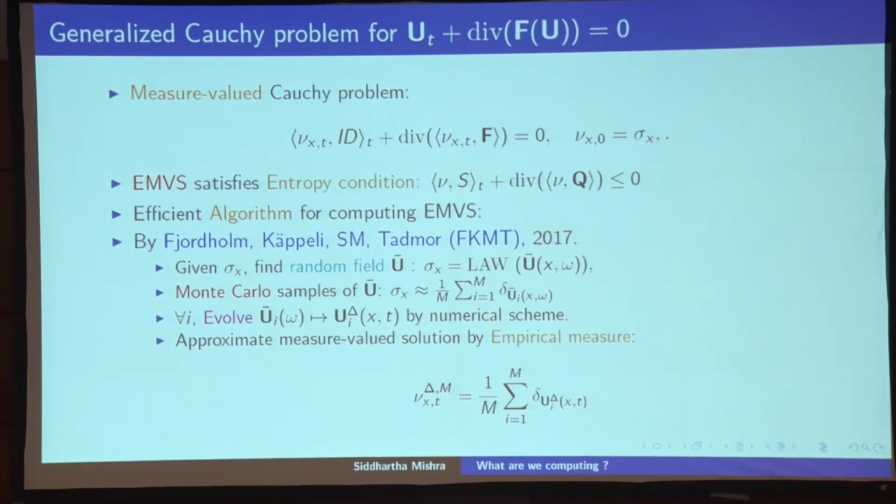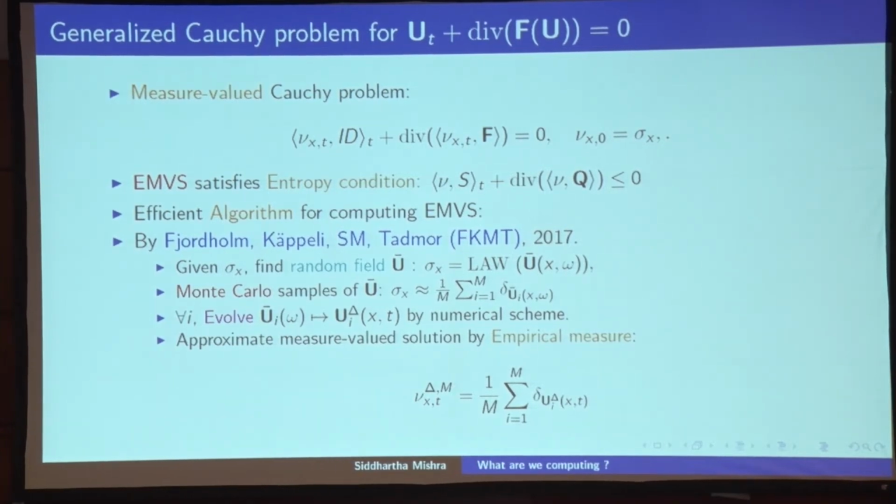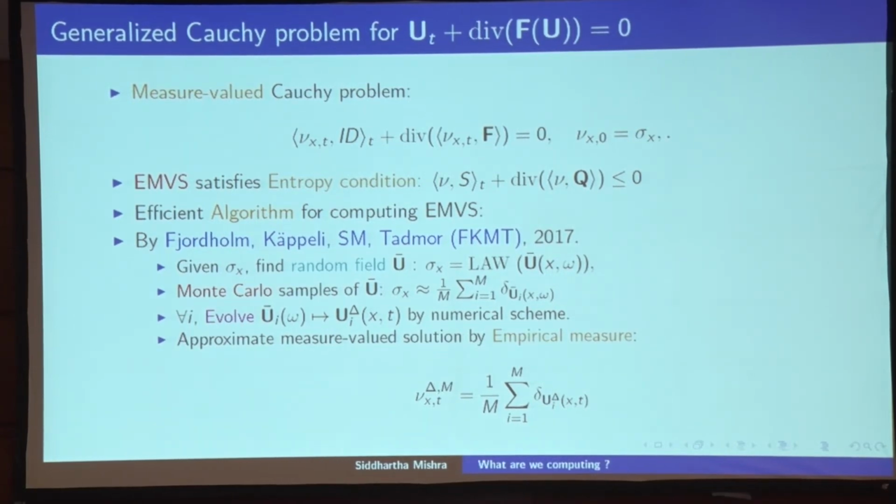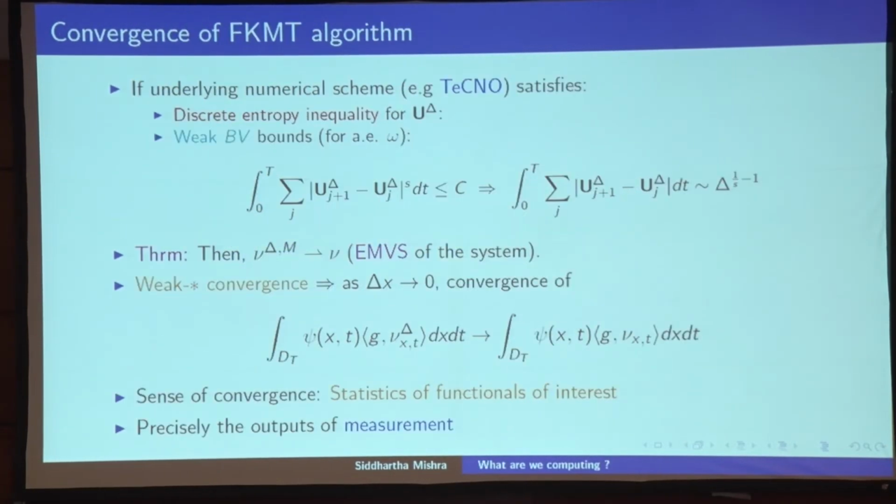And for me, this is going to be a candidate for my entropy measure valued solution. The question is, does it converge? As delta goes to 0, you refine the mesh, and as the number of Monte Carlo samples goes to infinity. But the idea is very simple: random fields, sampling, and some sort of a Monte Carlo approximation.